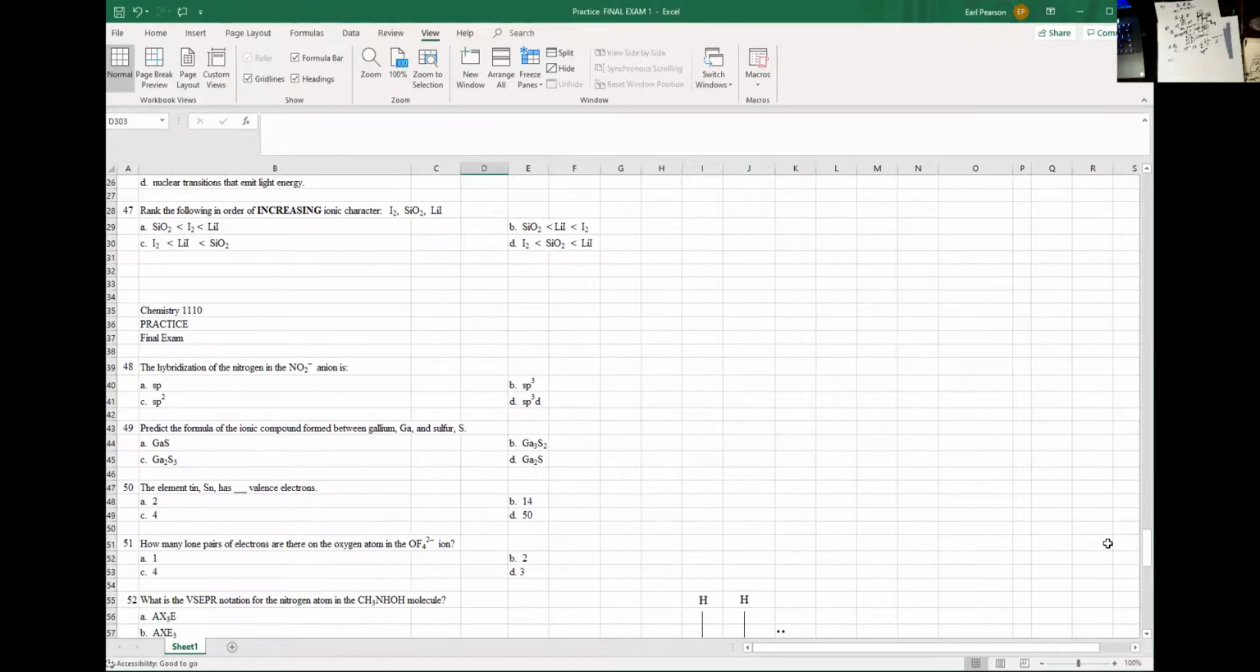47. Rank these by increasing ionic character. Okay, I2. I'll copy them down over here. We got I2, we've got SnO2, and we got LiI. Okay, now let's go over and take a look at these things. And we're looking for increasing ionic character.